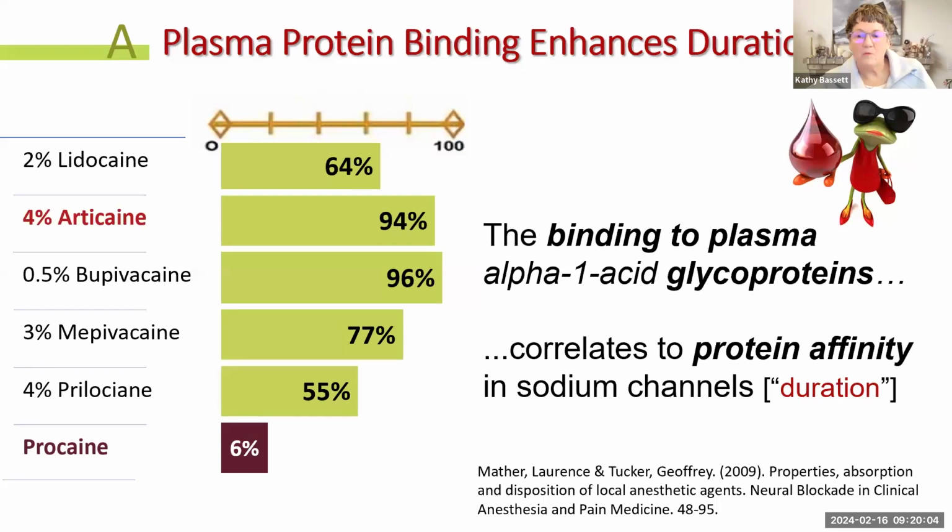So we're familiar with bupivacaine being a long-acting drug because of its protein binding capacity in nerve membranes, particularly at the sodium channels. But it's important to note that articaine also has a very strong plasma protein binding capacity. And again, this will equal more efficient protein affinity in those sodium channels, and results in efficient uptake of drug in those locations, which enhances both the duration, but also how profoundly numb the patient will be.